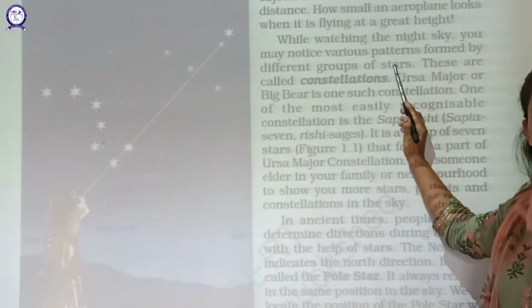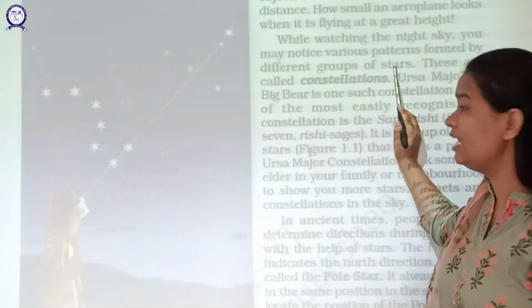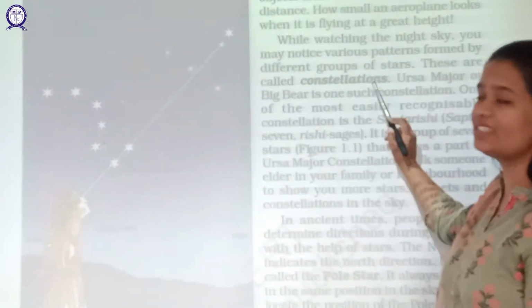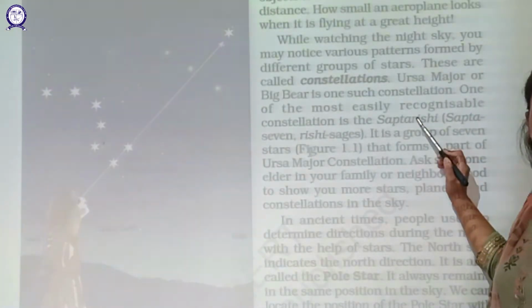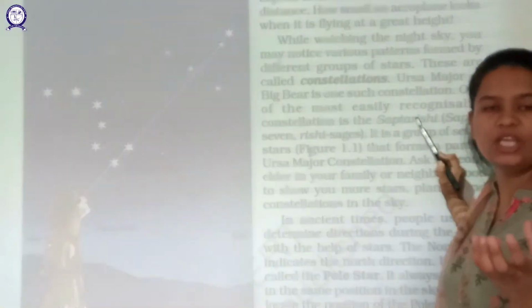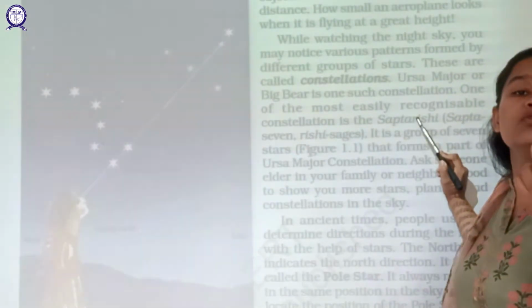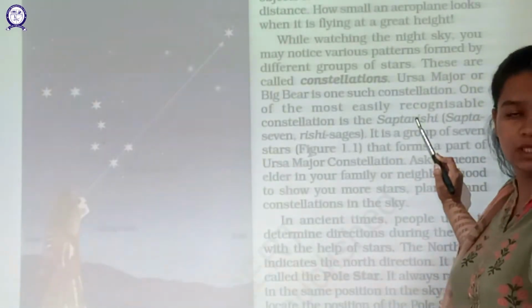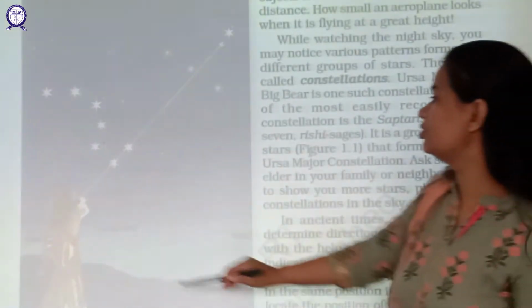When different groups of stars form various patterns in the sky, they are called constellations. An example is Ursa Major, like Saptarshi. From Saptarshi, you can extract the word Sapt, which is a Sanskrit word meaning seven. So basically, when seven stars together form a particular pattern, that is called Saptarshi.